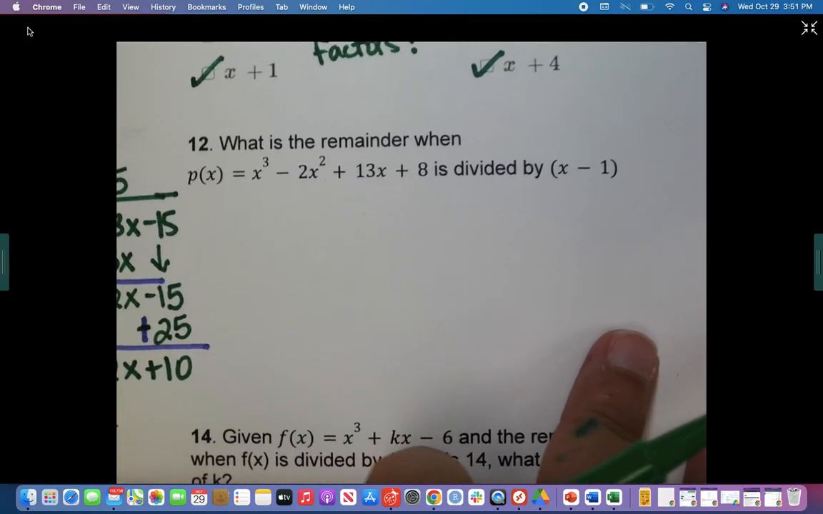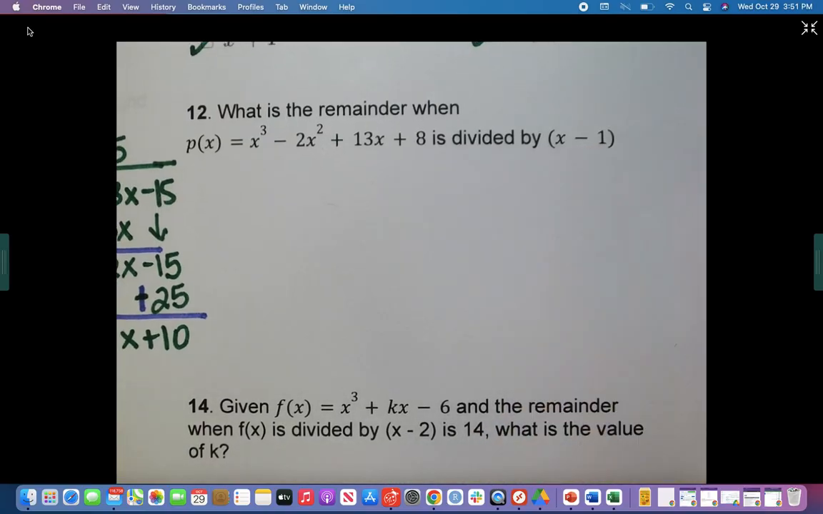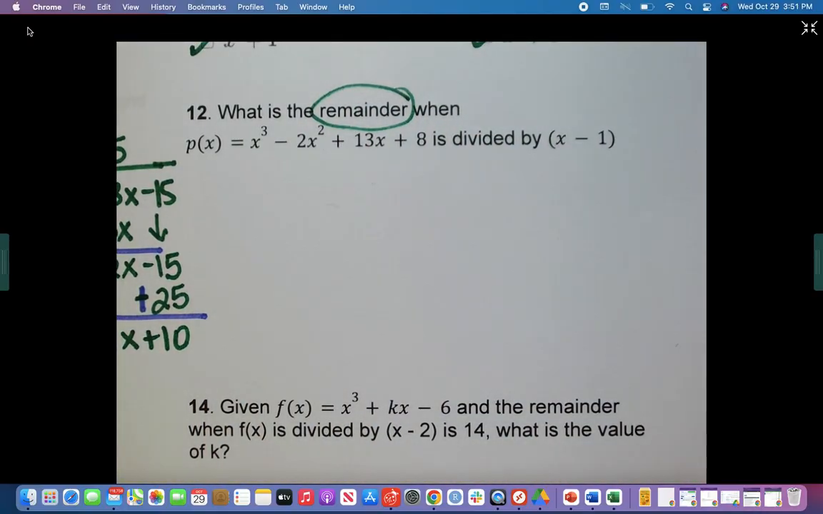All right, 12, what is the remainder when p of x is divided by x minus 1? So you could do synthetic division on this one, although I do not recommend it because it is just asking about the remainder. You need to do the remainder theorem.